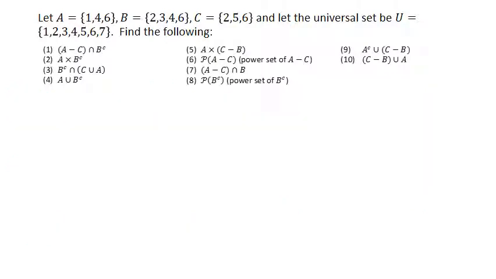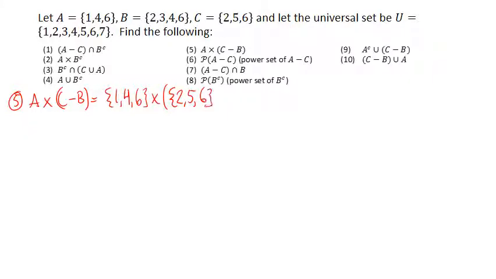Okay, so number 5. So A cross C minus B. Okay, so I'll just fill in all the little pieces and parts again. Cross, and then C is 2, 5, 6, and then minus, and B is 2, 3, 4, 6. Okay, so I'm going to do the part in parentheses first, the minus. So 1, 4, 6 will stay the same, and Cartesian product.